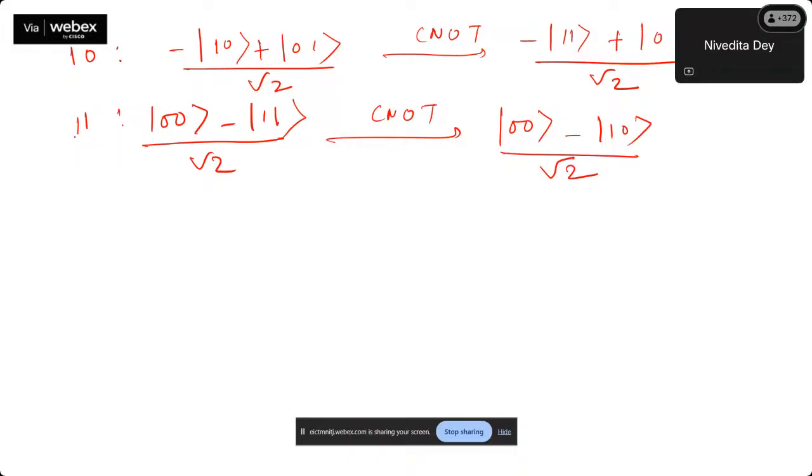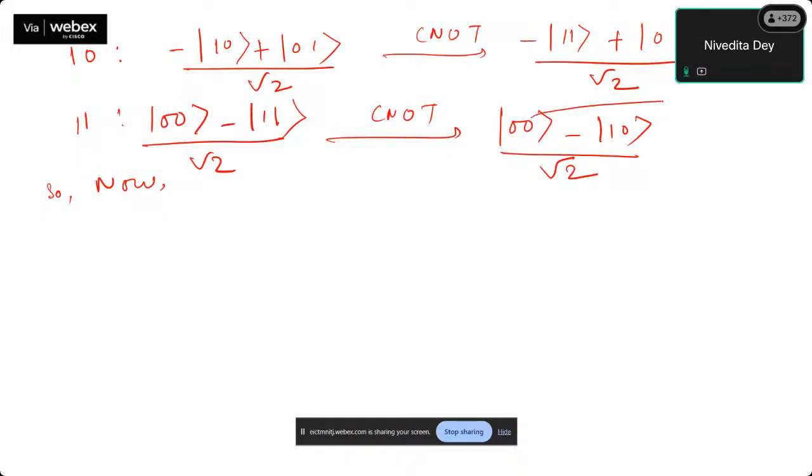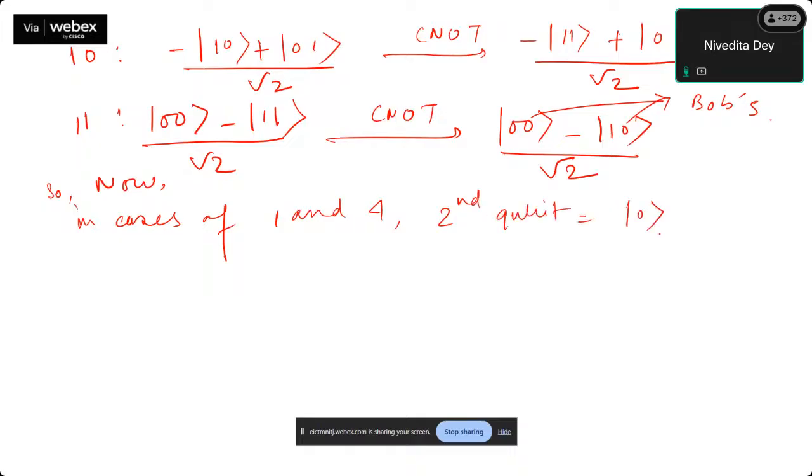Now check in cases of 1 and 4. See here, in case of 1 and in case of 4, these are Bob's qubit. Bob's part. So in case of 1 and in case of 4, the second qubit is 0. And in cases of 2 and 3, the second qubit, or Bob's part of qubit, will actually be 1.